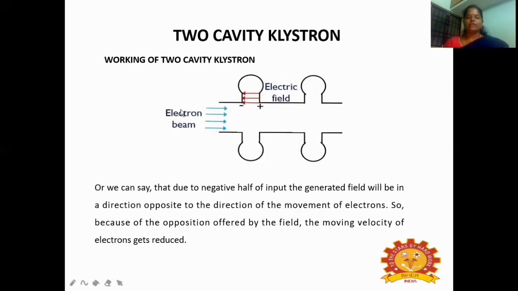So here the electron beam is moving, and to the RF input we are applying the negative half of the input signal. So this is negative with positive. Both will repulse due to the negative half of the input. The generated field will be in the direction opposite to the direction of the electrons. Because of this opposition offered by the field, the moving velocity of electrons gets reduced. That is, it gets decelerated.